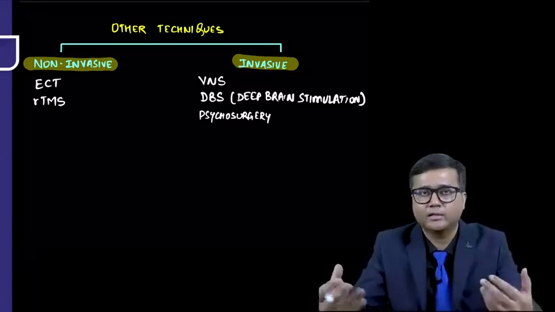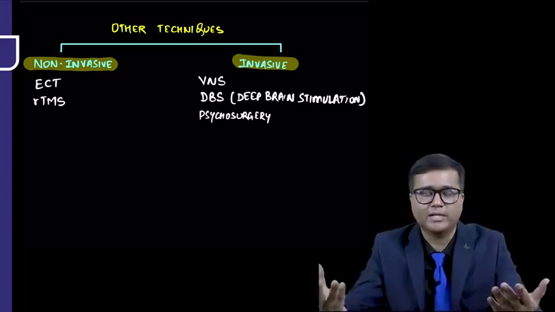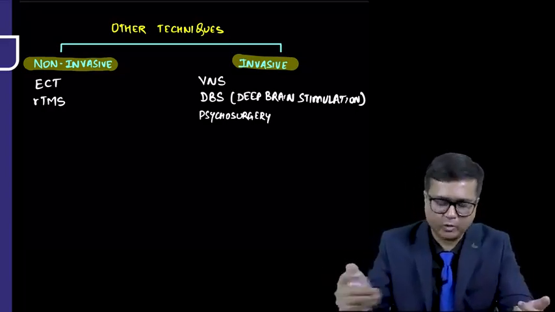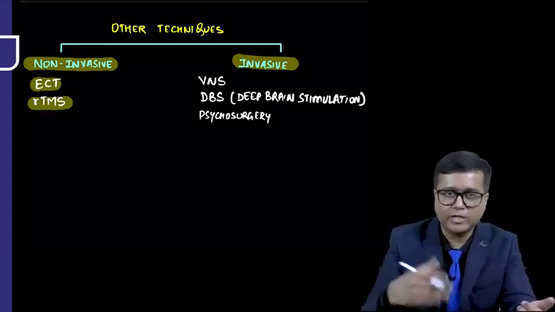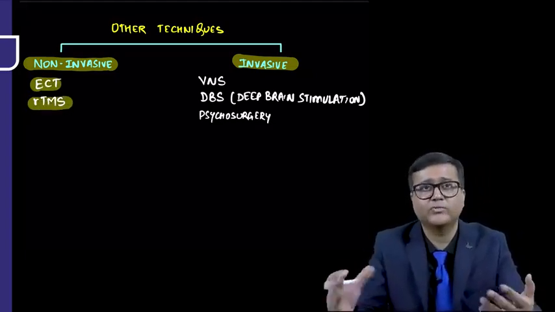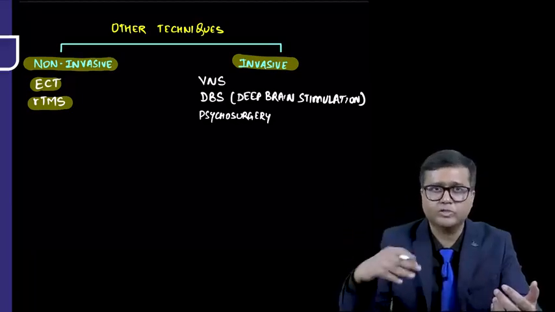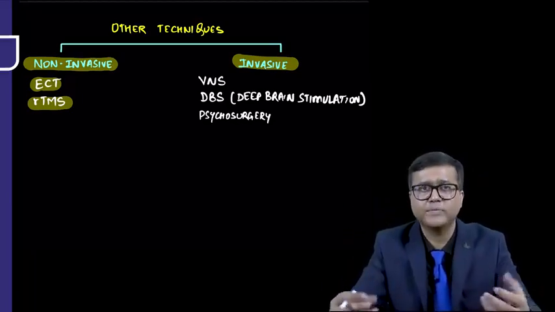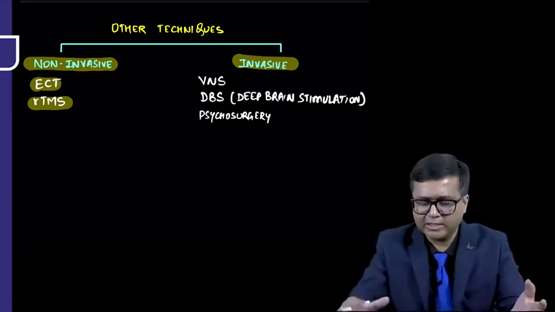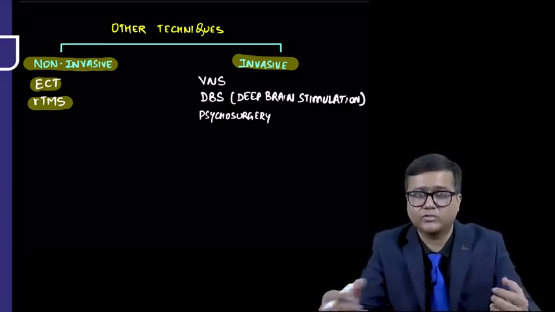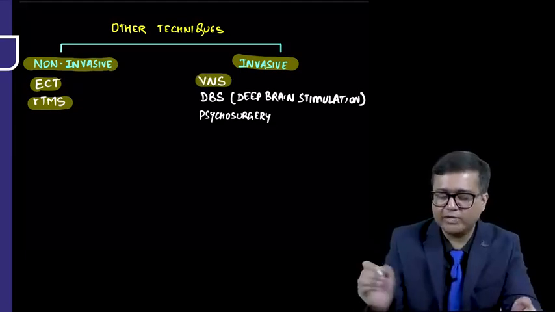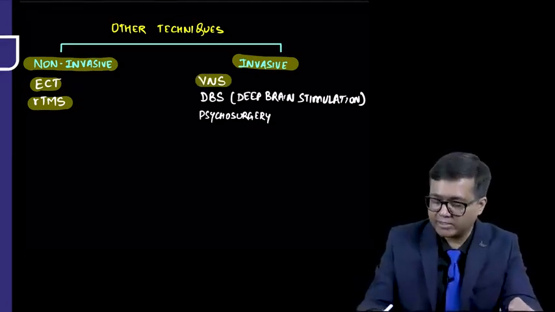In ECT, the person is put under anesthesia, we pass an electric current and produce a seizure. And also rTMS. In rTMS we have seen that we give magnetic stimulation, and that produces certain electric currents, and we stimulate certain areas. So these are non-invasive procedures. Then there are invasive procedures. One of the invasive procedures is VNS, that is vagus nerve stimulation.